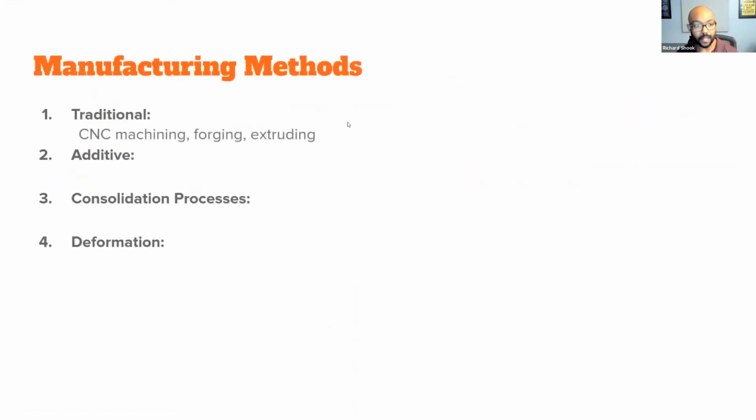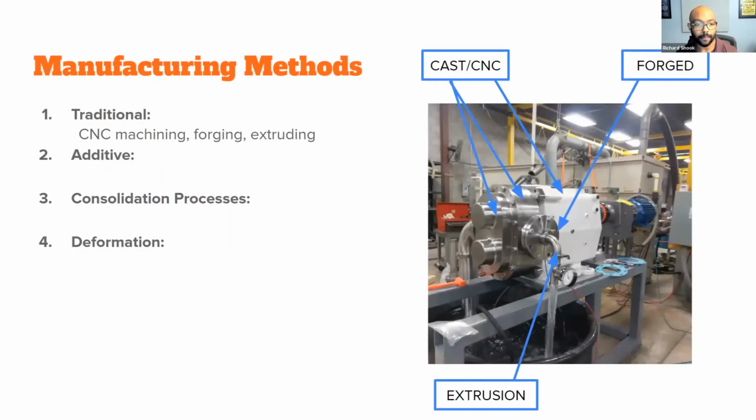Starting off, there really are four major types of manufacturing methods. There's the traditional method that most people are familiar with, CNC machining: lathes, mills, and so forth, usually with some sort of honing involved as well. Then there's the additive process that a lot of people are familiar with, which covers 3D printing and so forth.